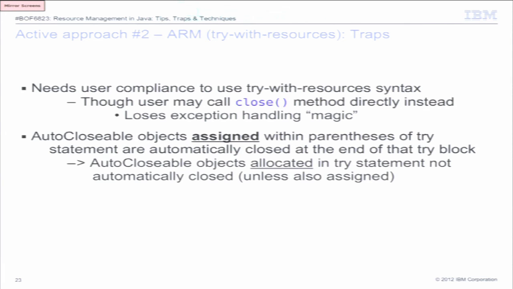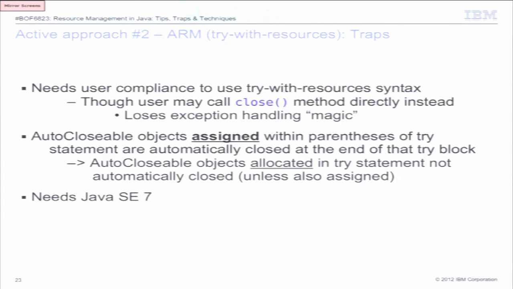So, for instance, if you are creating a print writer which wraps a new string writer, it's best to have them both be closed at the same time. You actually need to have two statements. You need a statement which creates the string writer and assigns it to a variable, and then a second statement, still within the parentheses of the try block, which creates the print writer object and assigns it to a second variable, and then everything will work happily.